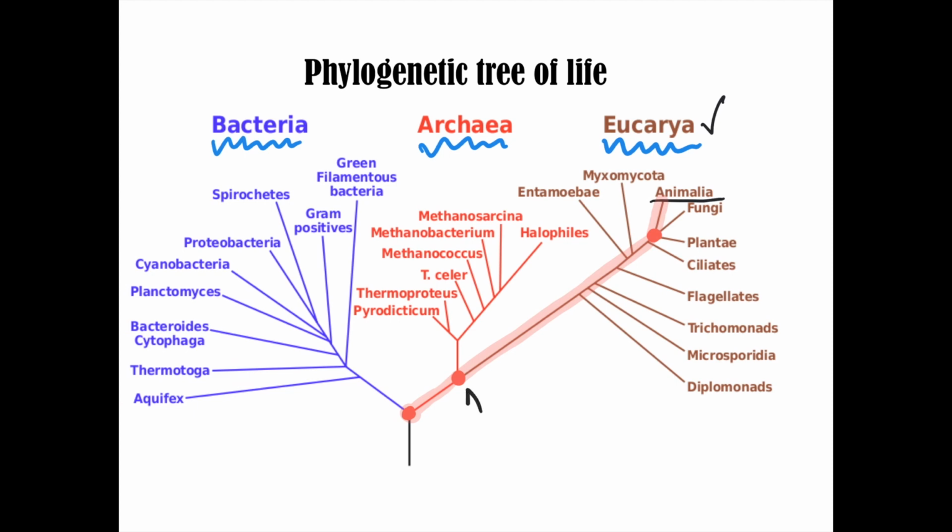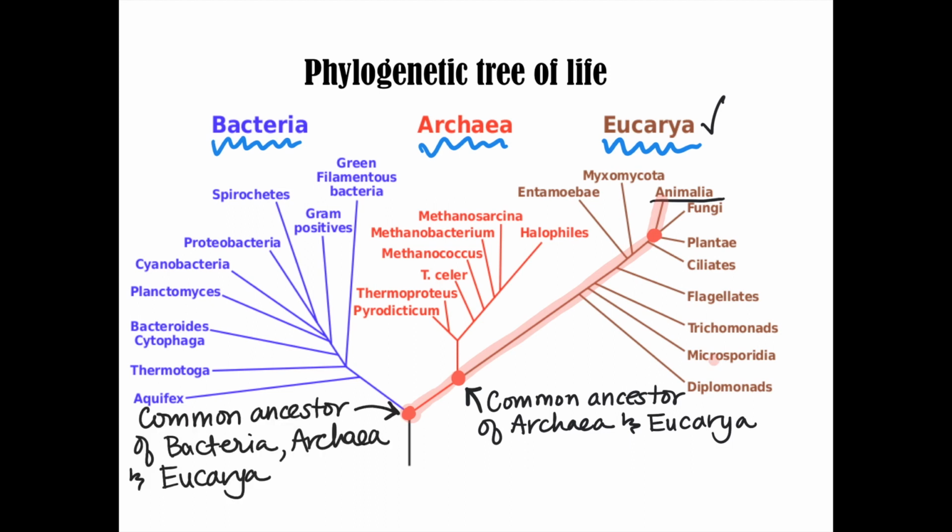Note that the common ancestor of eukaryotes and archaea is more recent, or further out towards the end of the branch, than the common ancestor of eukaryotes and bacteria is, indicating that eukaryotes are actually more closely related to archaea than we are to bacteria. Finally, if we trace our lineage all the way to the bottom of the tree, we can find the common ancestor of all of life on Earth.